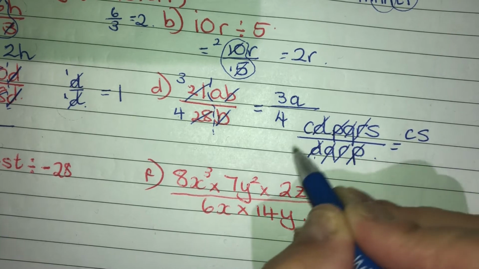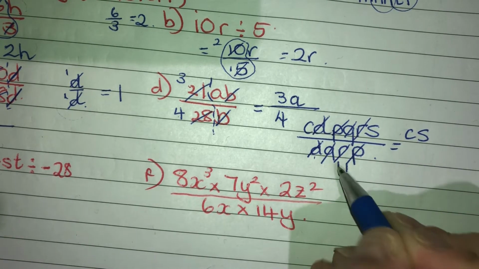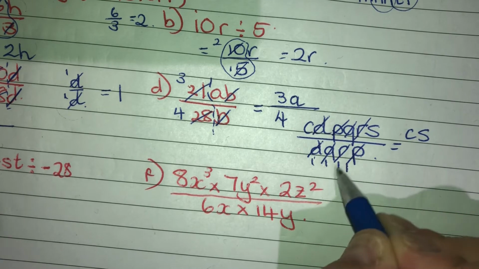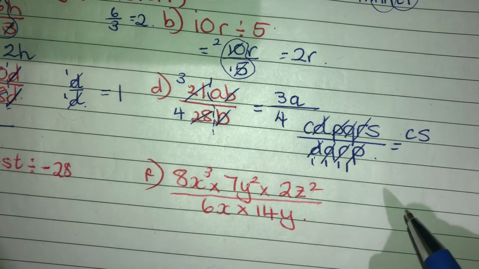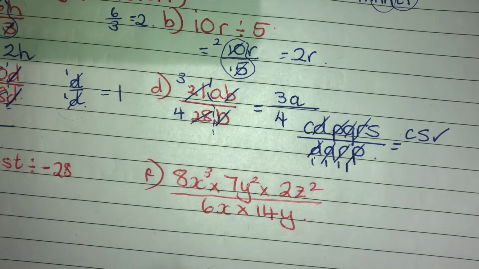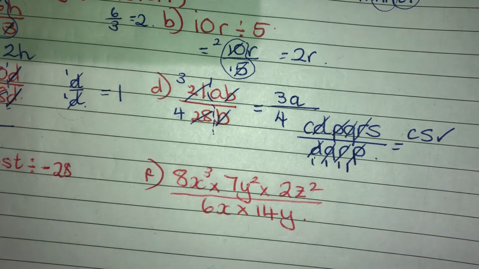Now, because they're all sitting here by themselves, that means 1 times 1 times 1 times 1 times, this is a million ones, is over 1. And we never have to put anything over 1. So your answer for this one would just be C.